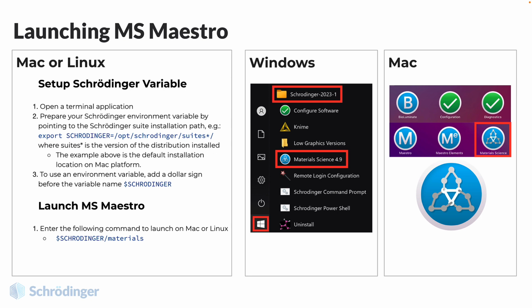To begin, you need to launch MS Maestro. Depending on which platform you are using, follow the steps shown here to open the Materials Science interface. You should be aware that the Schrodinger software comes with a bundle of applications. Be sure you are using the Materials Science interface. You can confirm this by checking that the top of the window upon opening reads Maestro Materials Science Scratch Project. Pause this video if you need some time opening the software.